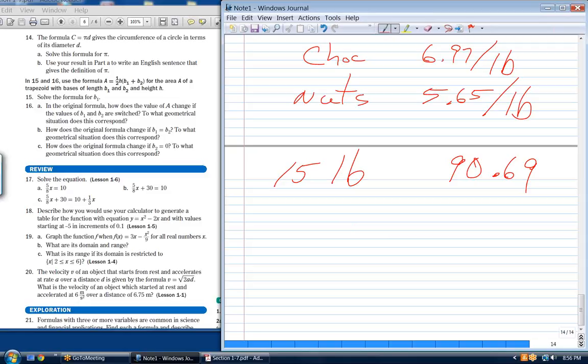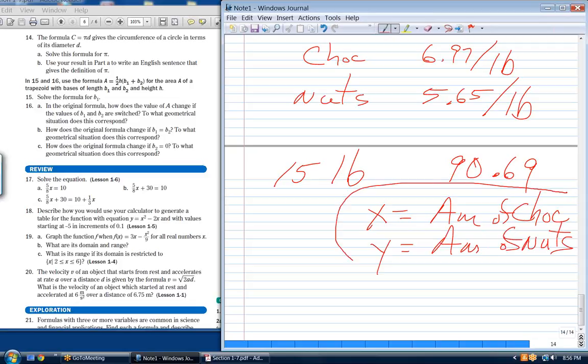What are they asking? How much chocolate and how much nuts? So we're going to let X be the amount of chocolate, and we're going to let Y be the amount of nuts. Always the first step. If you start every word problem with defining your variables and actually spell them out until you get so comfortable with them you don't have to spell it all out.